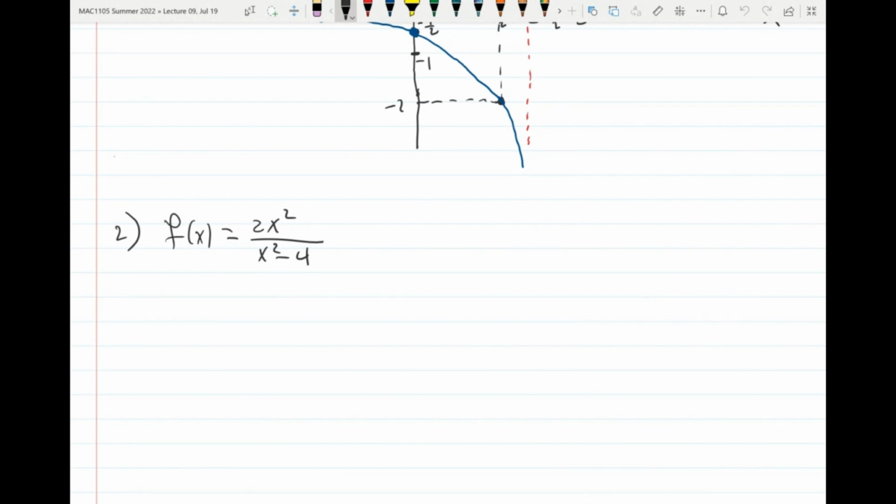Let's see, can we factor this? How do we factor this? On the bottom, you make it x plus 2, x minus 2. Okay, so x plus 2, x minus 2. What's the domain?